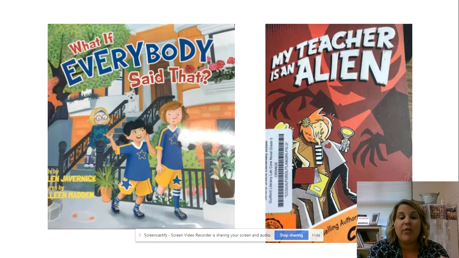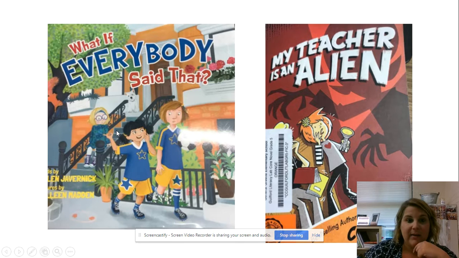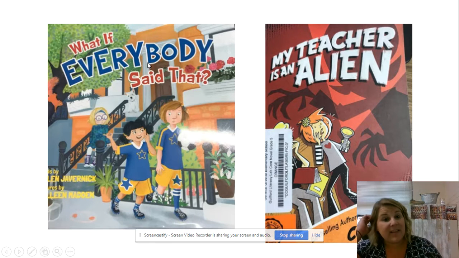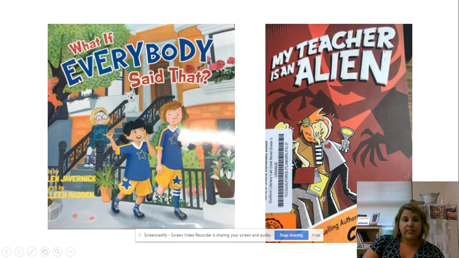So here we have two books, one we have read already, and one that we just started reading recently. So in looking at the covers, let's start with this one here on the left. What If Everybody Said That? What I noticed is that the title is really popping out at me. So first of all, the title is clear on the page. Over on the side here, it got a little bit cut off, but we have our author and our illustrator to make sure we know who wrote the book and who handled the pictures.